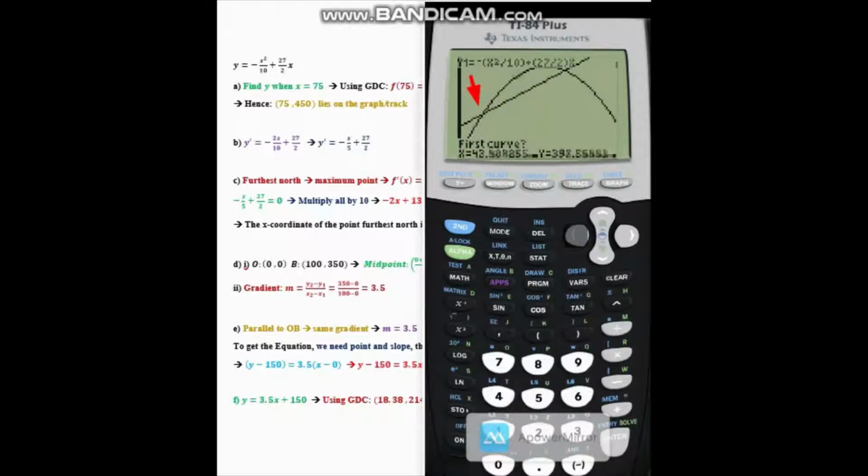There is your first curve. There is your second curve. And your guess is roughly here. So the point has coordinates x equals 18.377 or 18.4 or 18.38, and y equals 214.32.